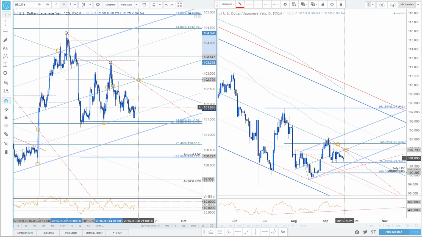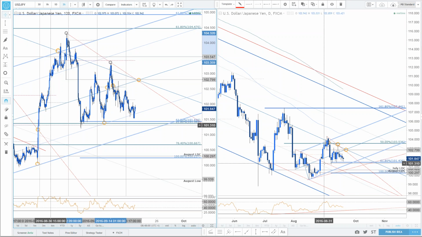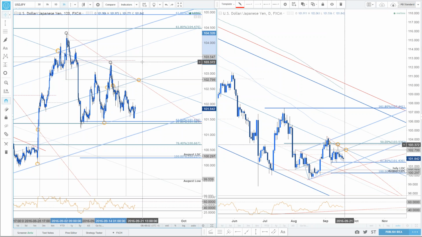So this would necessitate a break of the weekly opening range, and for me, would be a breakout play here for dollar yen. Your initial target at the monthly open, and 154. 103.54.